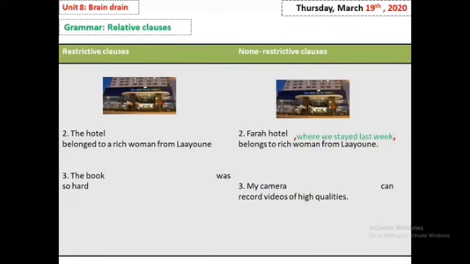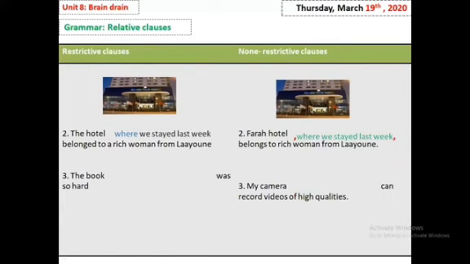The hotel belongs to a rich woman from La'yun. Then which hotel are you talking about? But here, no. Here, Farah Hotel, where we stayed last week, belongs to a rich woman from La'yun. So if we omit this, the sentence still has a meaning. Farah Hotel belongs to a rich woman from La'yun.